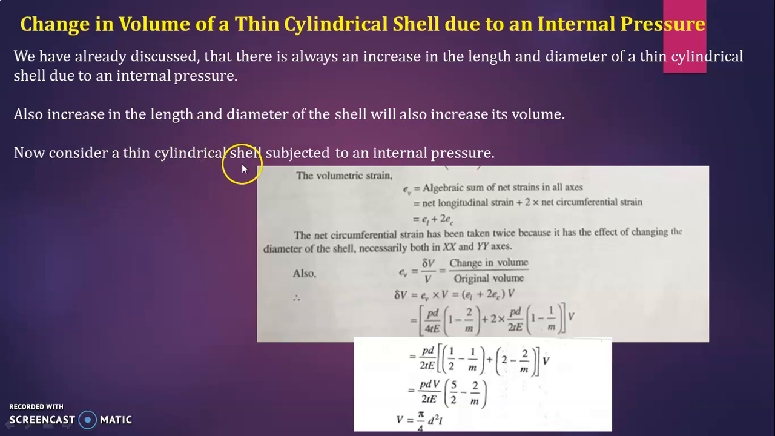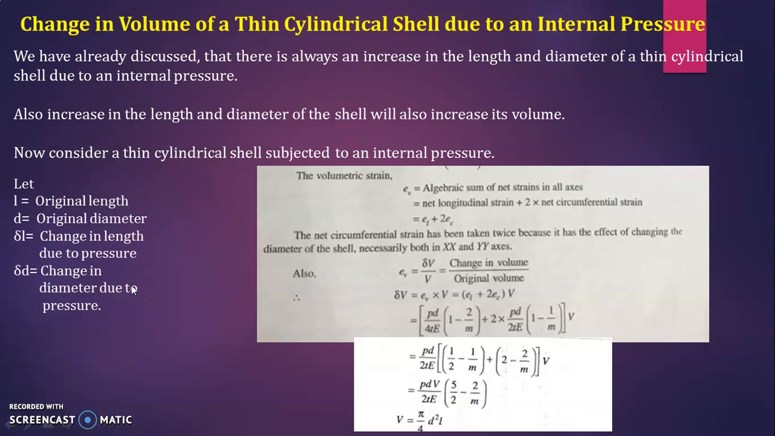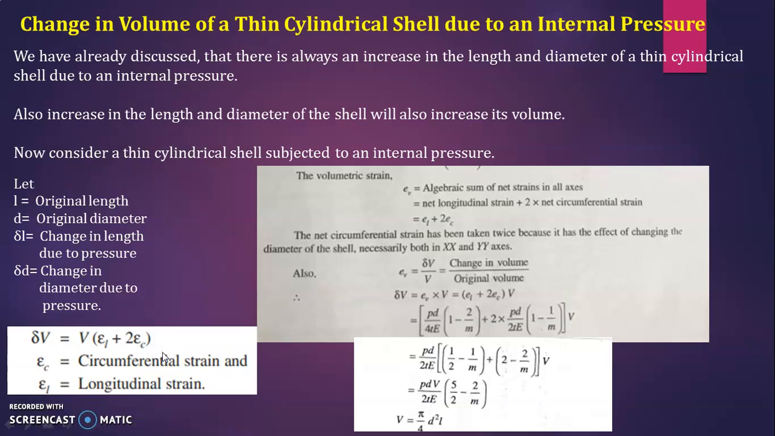Now let us consider a thin cylindrical shell subjected to an internal pressure. Let L be the original length and D the original diameter. Delta L is the change in the length due to pressure and delta D is the change in the diameter due to pressure. Now we have to calculate the change in the volume.